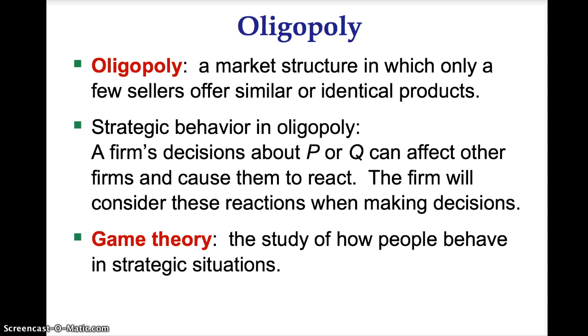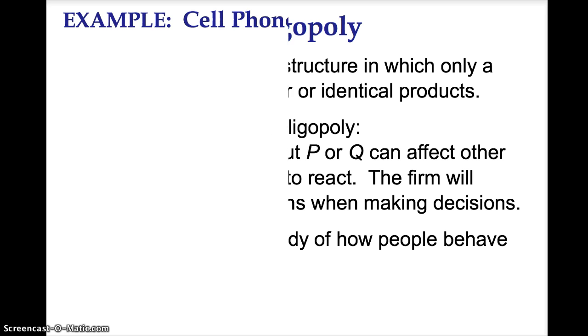This market is different compared to perfect competition and monopoly when it comes to profit maximization. With oligopoly, we will study game theory. Game theory is the study of how people behave in strategic situations. To better understand the behavior of an oligopoly, we will start with an oligopoly with just two firms, a duopoly.